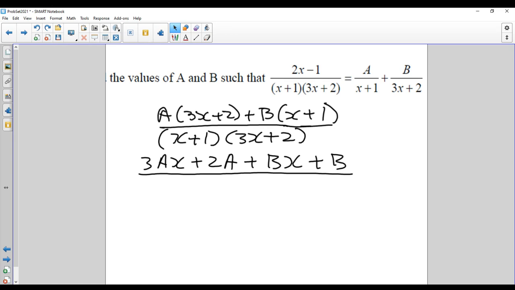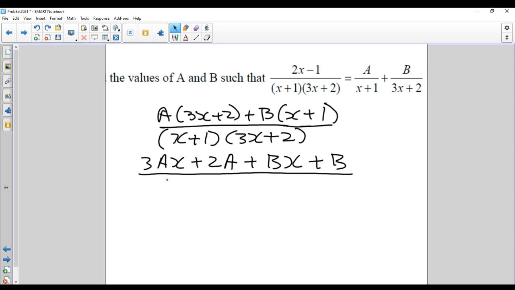Krisha, does that make sense? I'm just expanding it, right? I'm just taking the a on the outside and multiplying by what's inside. So a times 3x or 3ax, 2 times a, b times x, and b times 1 is b. Okay? Wanya, so far so good?